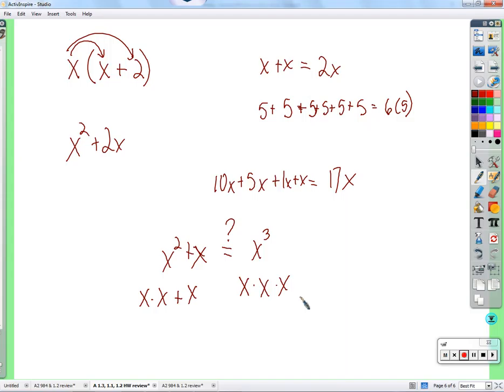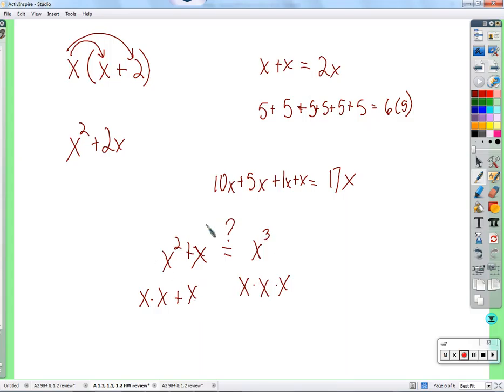Let's just back it up. Eva? When it's cubed or squared, it means multiplying, so x times x times x. And you're adding x, not multiplying it. So on this side, what do we have? Three x's multiplied together. On this side, do we have three x's? Yes, we have three x's. x squared means x times x.